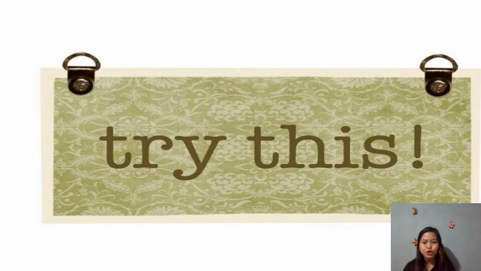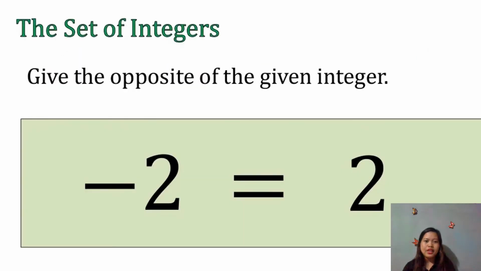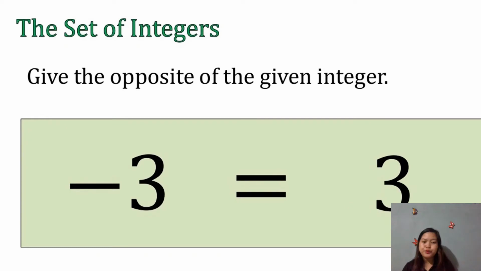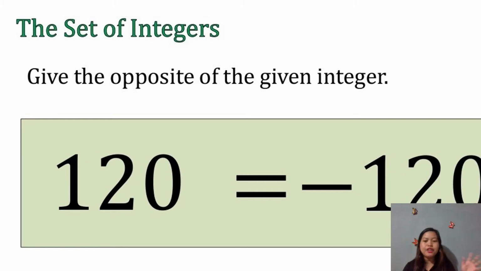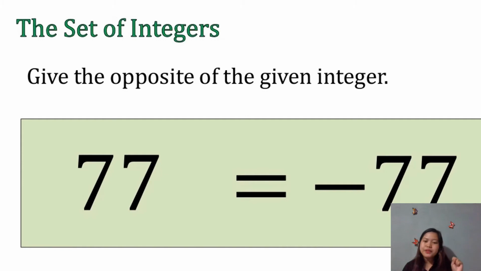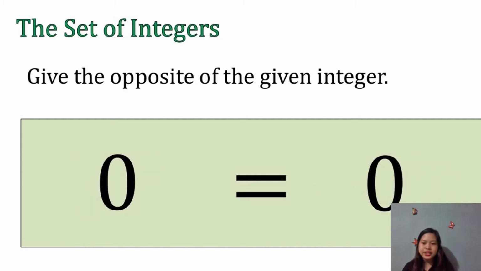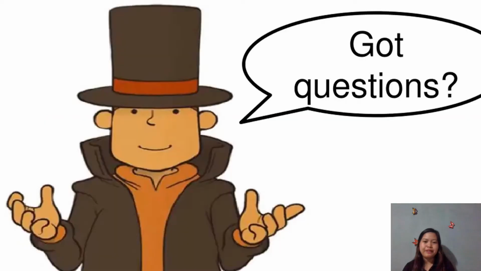Okay, you just have to try this. We have the opposite of 2 is negative 2. The opposite of negative 3 is 3. The opposite of 15 is negative 15. The opposite of 120 is negative 120. The opposite of 77 is negative 77. And the opposite of 0 is still 0. Do you have any questions?